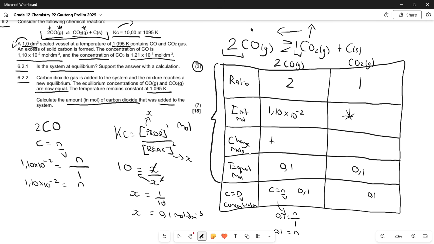There will be more CO at equilibrium than initially, which means if we take 0,1 minus 1,10 times 10 to the negative 2, we have added 0,089 moles to the CO at equilibrium. If this is adding, this is subtracting on this side, as we have favored the reverse reaction.